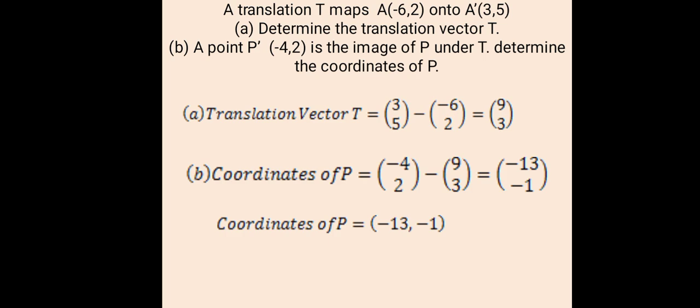A translation T maps A (-6, 2) to A prime (3, 5). A. Determine the translation vector T. B. A point P prime (-4, 2) is the image of P under the translation T. Determine the coordinates of P.